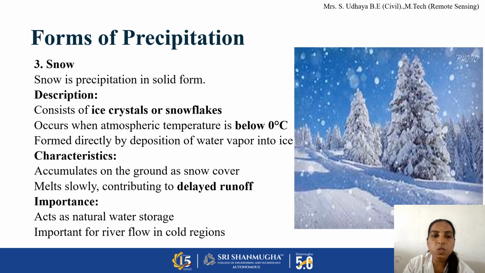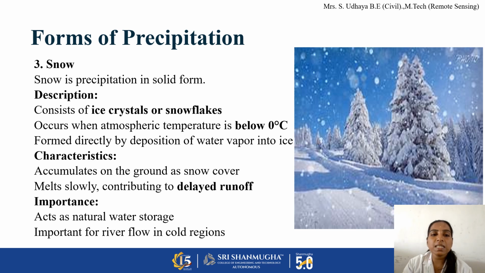The next form of precipitation is snow. Snow is precipitation in solid form. It consists of ice crystals or snowflakes. Snow occurs generally at a temperature below 0 degrees Celsius, and it is formed directly by the deposition of water vapor into ice in the atmosphere itself.